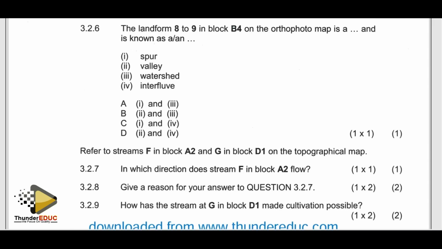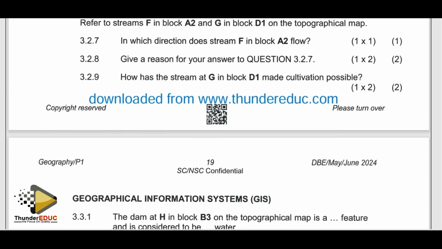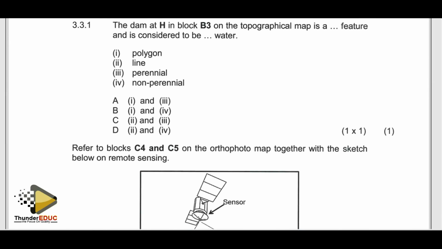Right, we move on to the next question, which is on geographical information systems, GIS, question 3.31. Right, question 3.31. The dam at H in block B3 in the topographical map is a dash feature and is considered to be dash water.